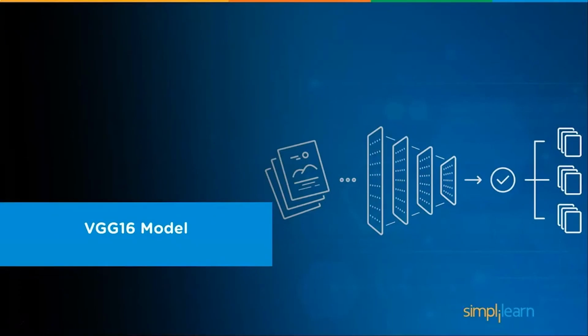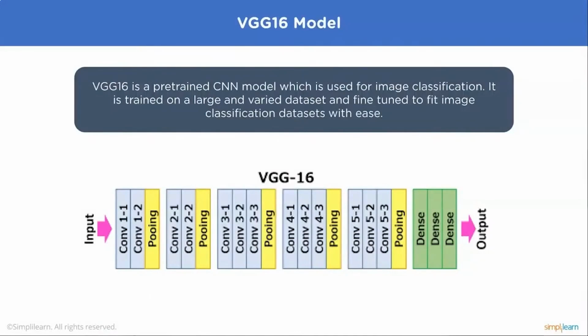And the VGG16 model. VGG16 is a pre-trained CNN model which is used for image classification. It is trained on a large, varied dataset and fine-tuned to fit image classification datasets with ease.